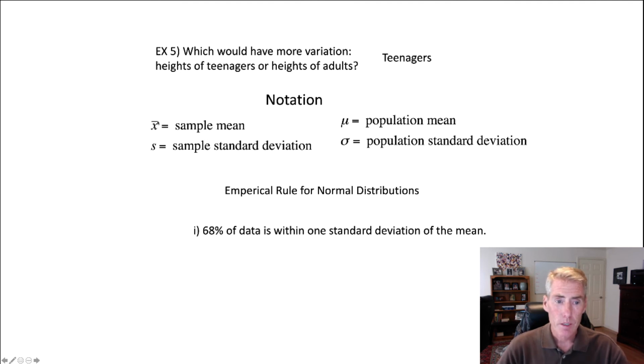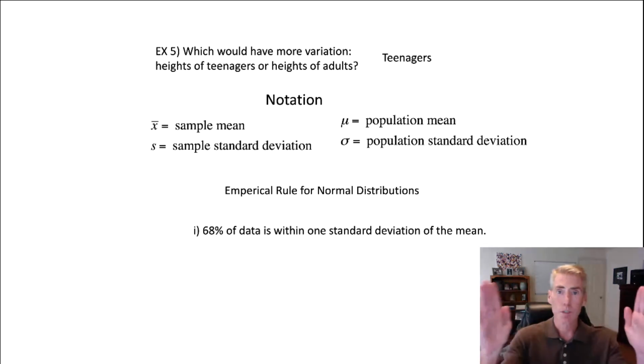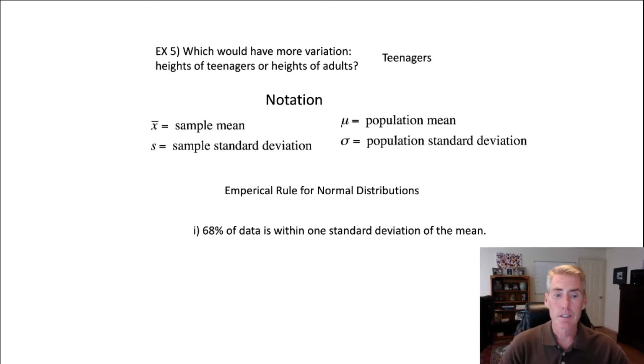If you take the mean and you add the S, whatever that number is, you add it on. Then take the mean and subtract the S. Well, that is within one standard deviation of the mean. So you take the mean, you add on S, you subtract S. Between those two numbers, that's going to be 68% of the data.